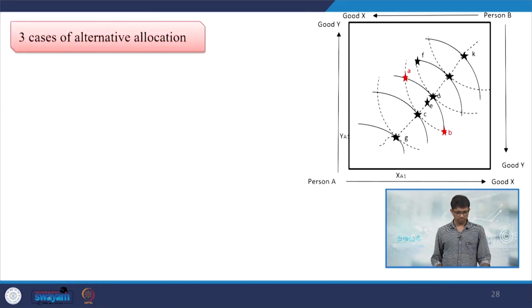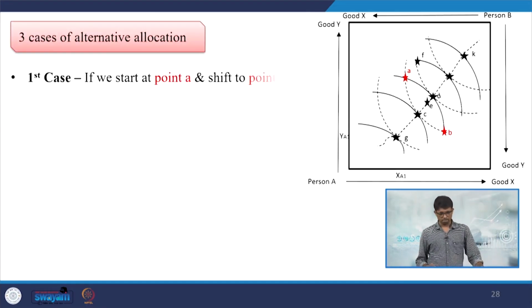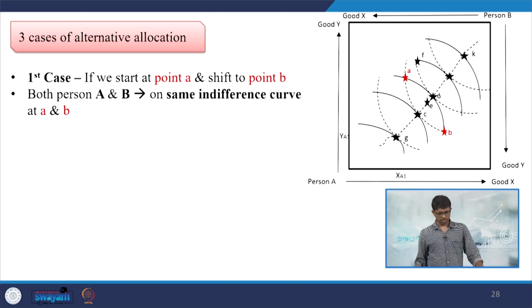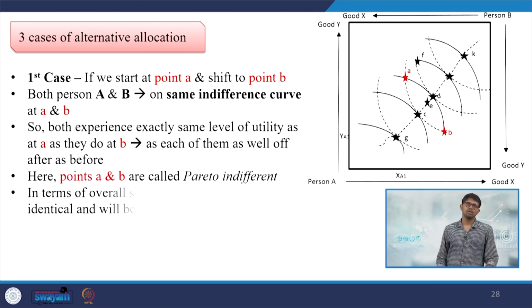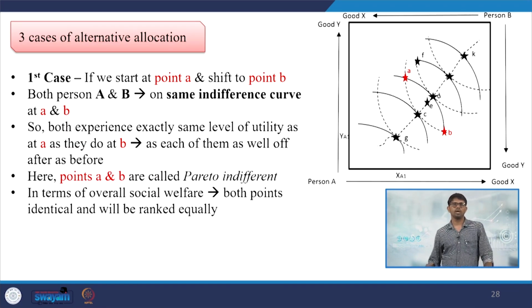What can we say about the overall social welfare in this context? Now we are explaining three cases of alternative allocations. The first case is if we start at point A and shift to point B. Both person A and B, as I mentioned, are on the same indifference curve. So, both experience exactly the same level of utility at A as they do at B, each of them as well off as before. Now, points A and B are called Pareto indifferent. In terms of overall social welfare, both points are identical and will be ranked equally.